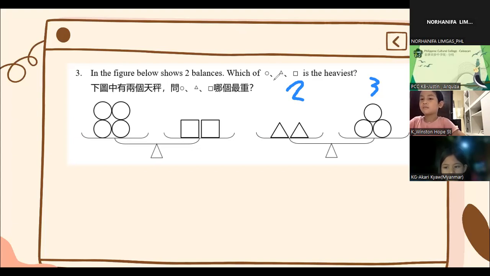Okay. So again, the same thing. Since we have a lot more circles than triangles, the triangle is heavier.